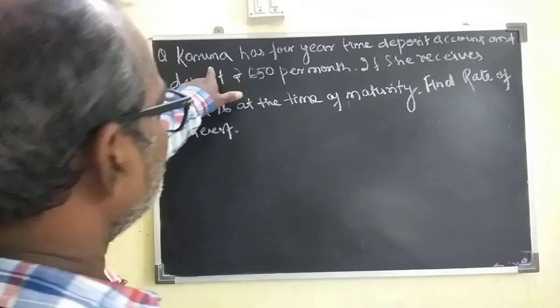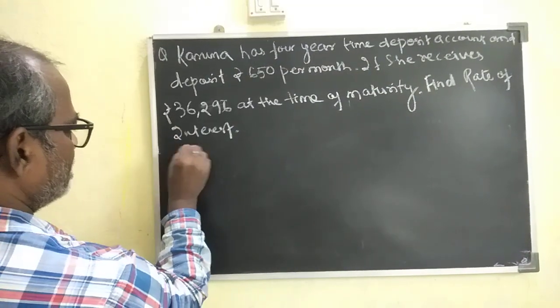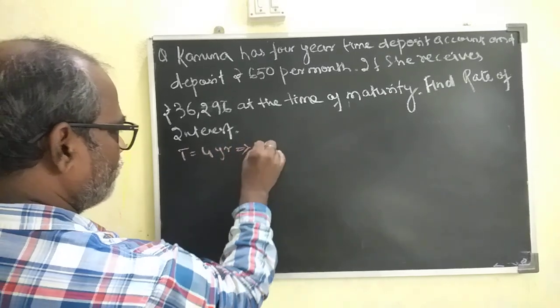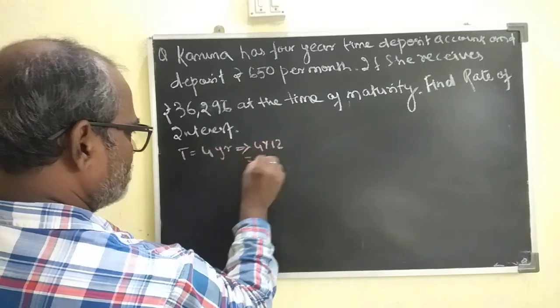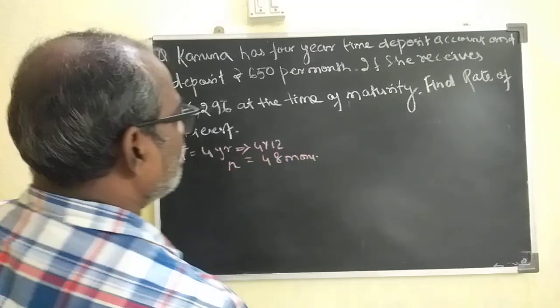Here Karuna has a 4-year time deposit. So Karuna's time deposit is 4 years. T equals 4 years, which can be changed into 4 into 12 equals 48 months. That means N equals 48. We have got it.